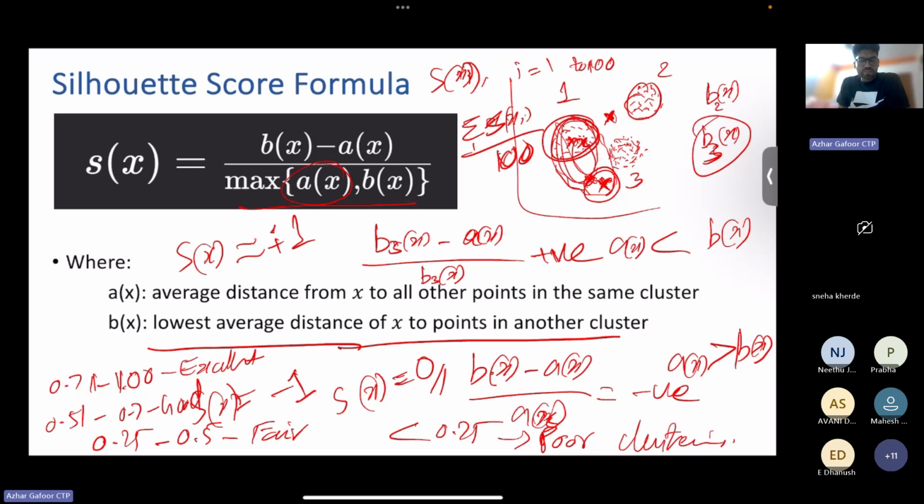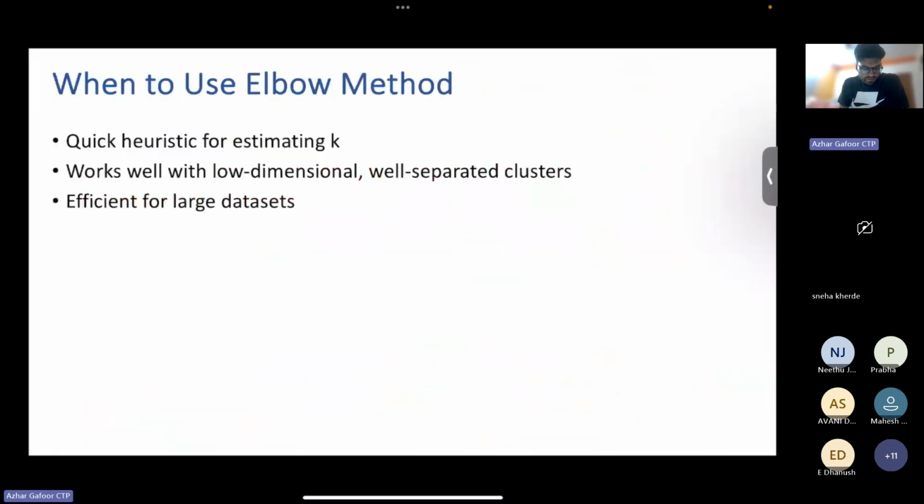So compared to the elbow method, let's see when we can use the elbow method. The elbow method is used when we need a quick way of estimating K. It also works well with low dimensional, well separated clusters. It's also efficient for a large data set.